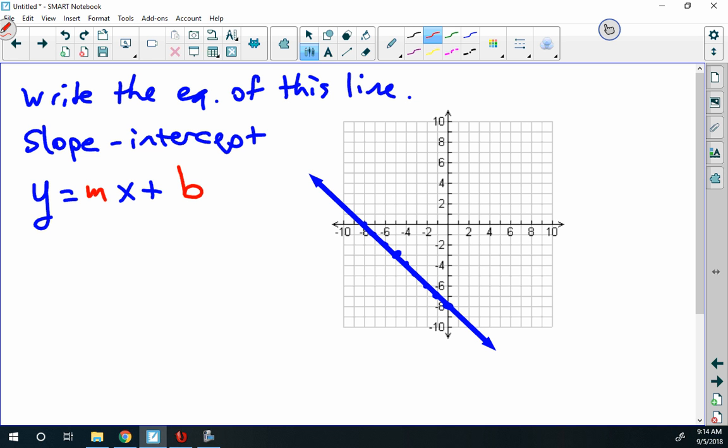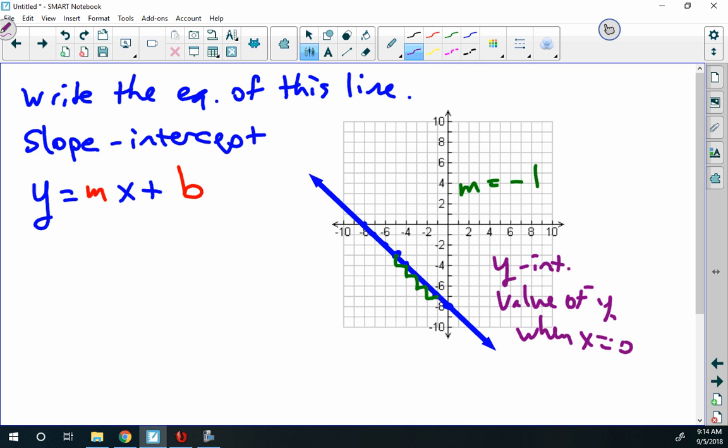So if we look at this line, we'd need to find the slope. We know the slope is how steep the thing is. So it looks like we go down 1 and over 1, and down 1 and over 1, and down 1 and over 1, and down 1 and over 1. What's the slope of this thing? -1. And the y-intercept is the b. The b is the y-intercept. The y-intercept is, in case you don't know, the value of y when x equals 0, or it's where the line crosses the which axis? The y-axis. So what is the y-intercept of this thing? -8. So the y-intercept of this particular line is -8.